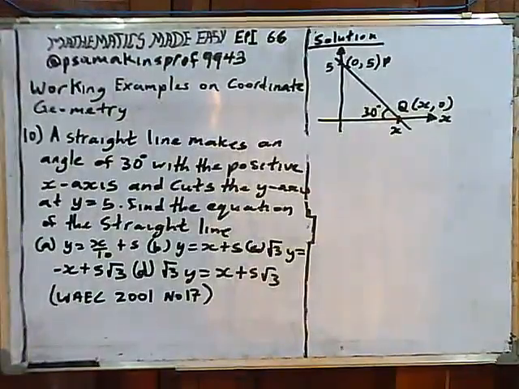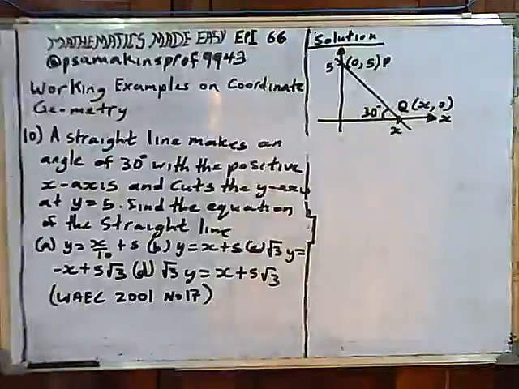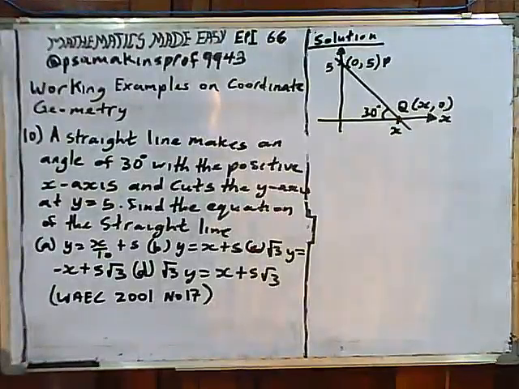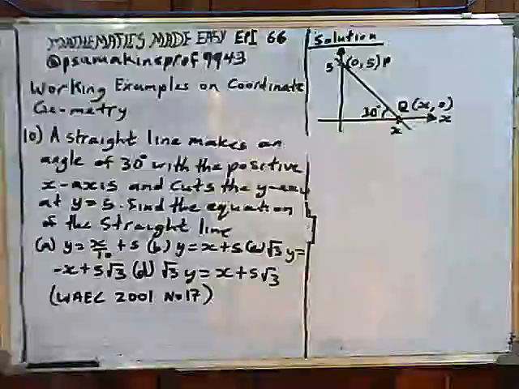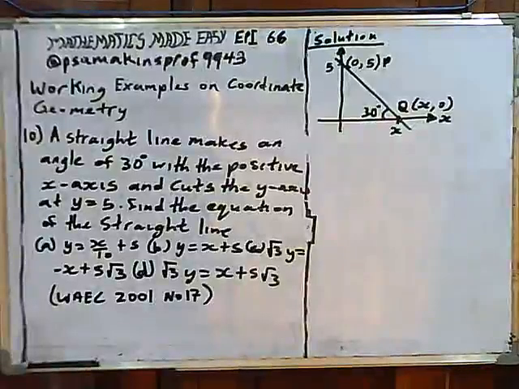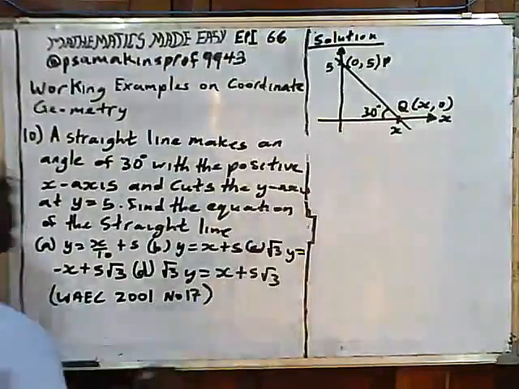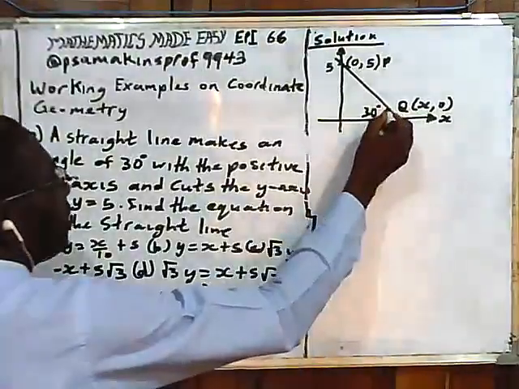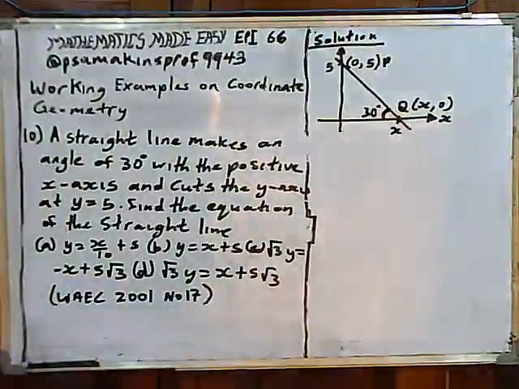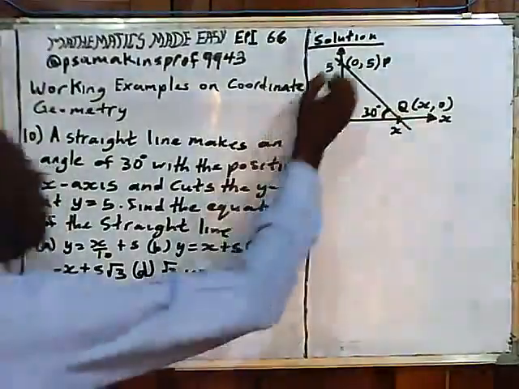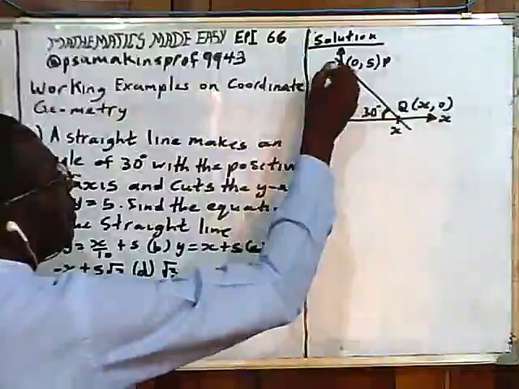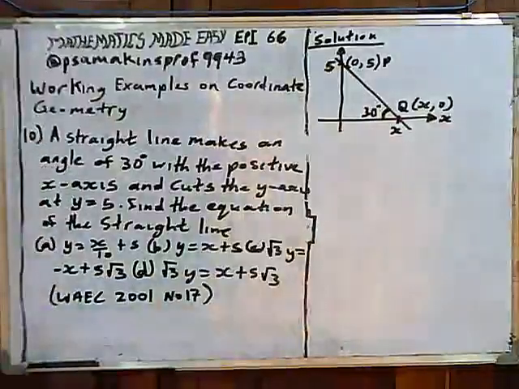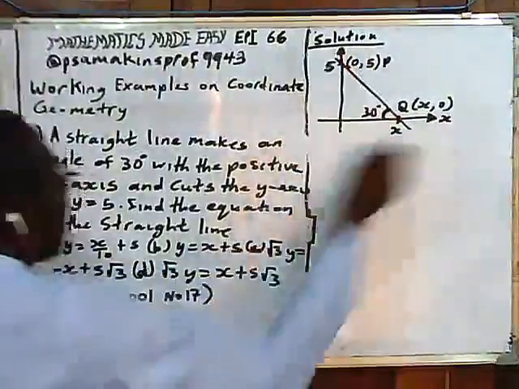More examples on coordinate geometry. The question is from WAEC 2001, number 17. A straight line makes an angle of 30 degrees with the positive x-axis and cuts the y-axis at point Y. Find the equation of the straight line.